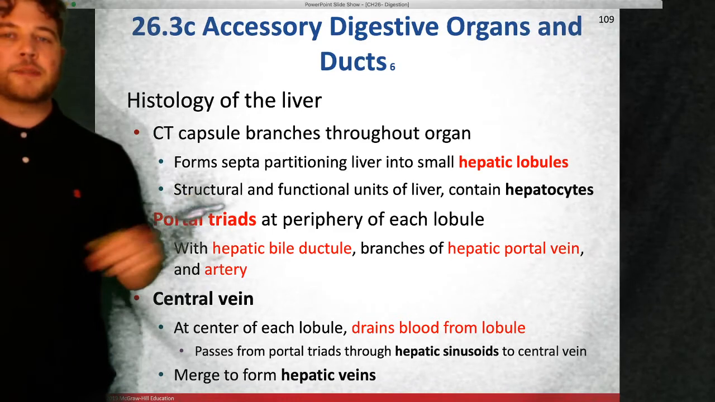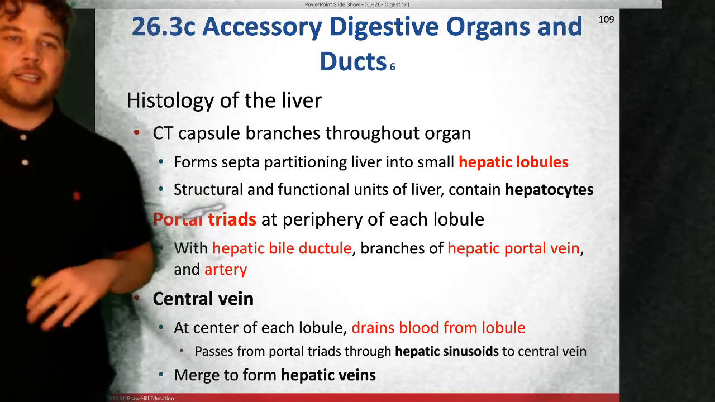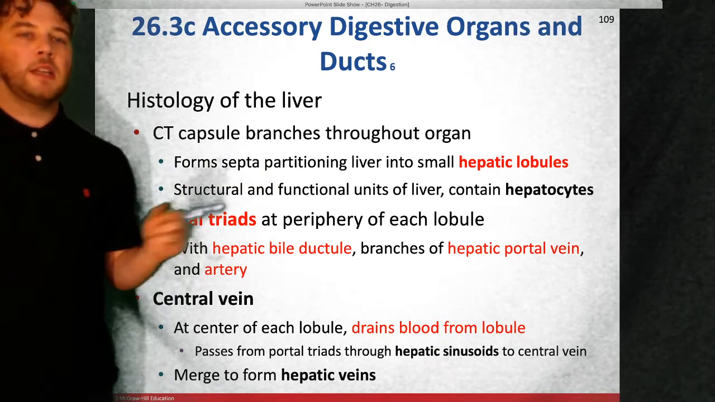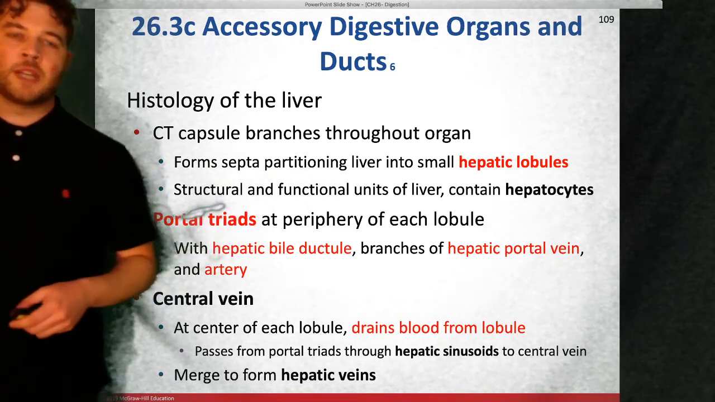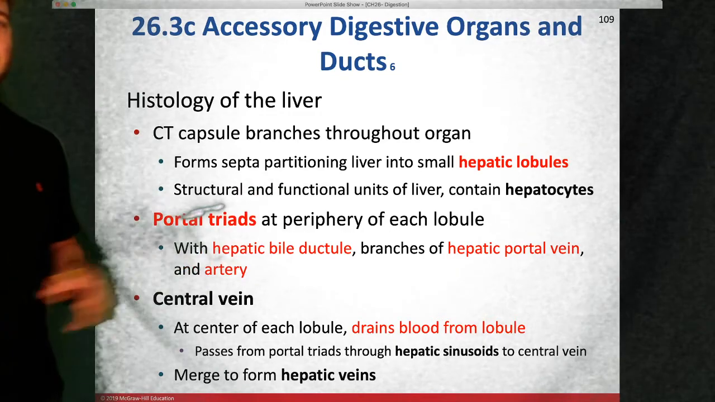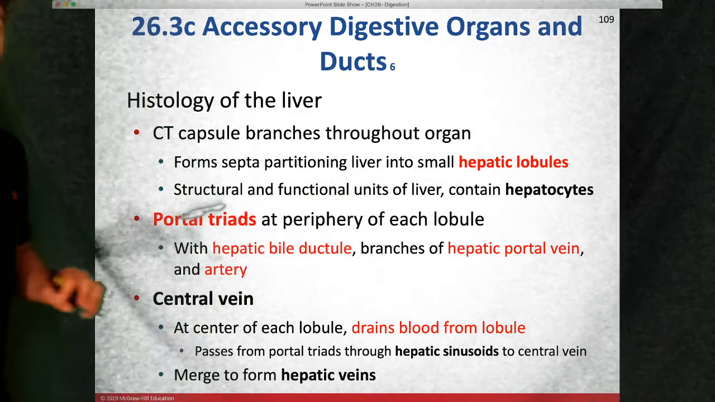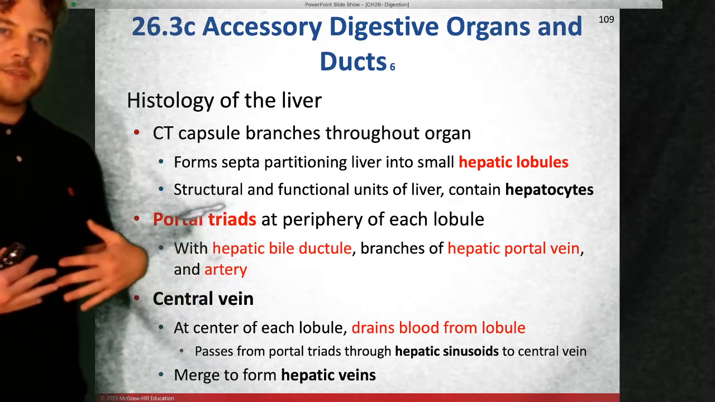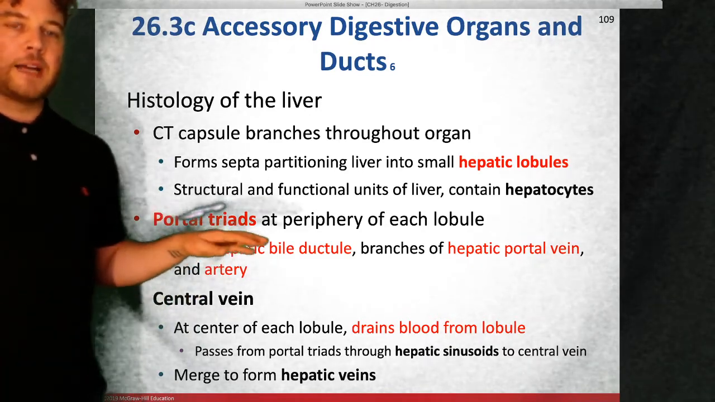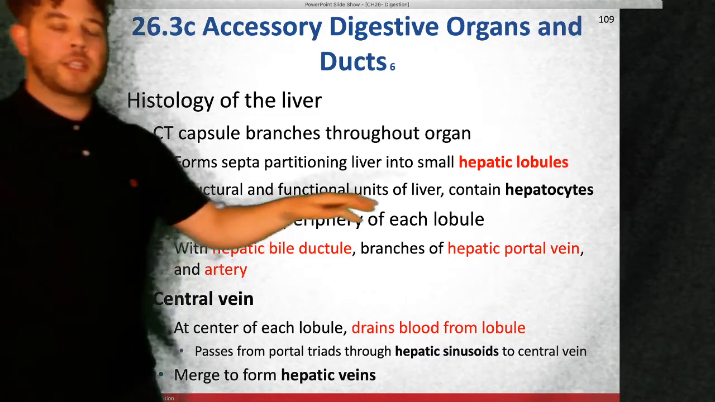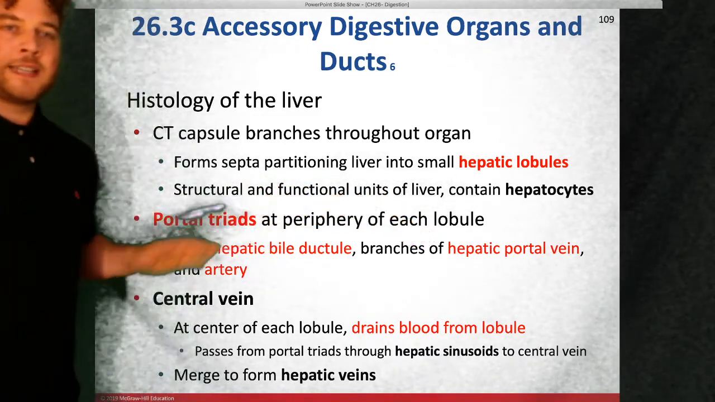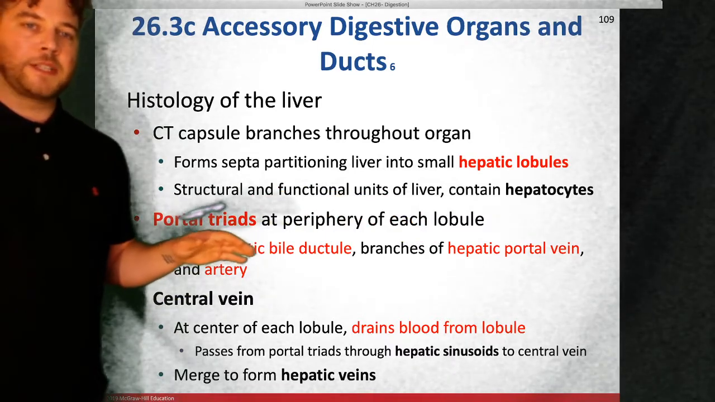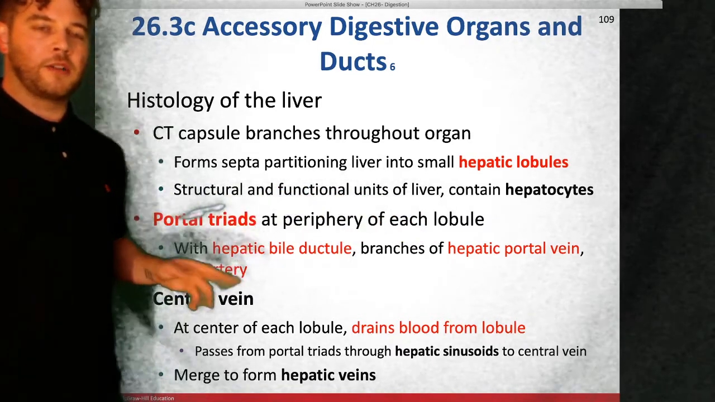The connective tissue capsule branches throughout the liver, forming septa that partition the liver into lobules. The structural and functional units of the liver contain hepatocytes, liver cells. Hepato is liver. The portal triad is at the periphery of each lobule. So on the outside of each lobule, you have the hepatic bile duct, a branch of the hepatic portal vein, and an artery. The hepatic bile ductule is going to be flowing in the opposite direction of the portal vein and the artery.